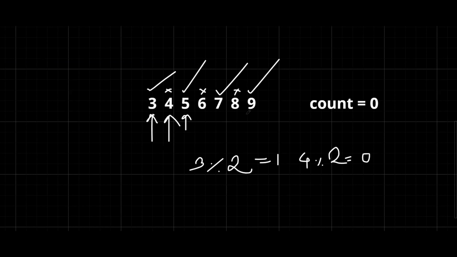And when we find an odd number, we increment the counter. When we find the first odd number, 3, we increment the counter value from 0 to 1. When we find the second odd number, which is 5, we increment the counter value from 1 to 2. When we find the odd value 7, we increment the counter from 2 to 3. And finally, when we find the element 9, we again increment the counter value. Now our counter value is 4, so we can say that there are 4 odd numbers in the range between 3 and 9.